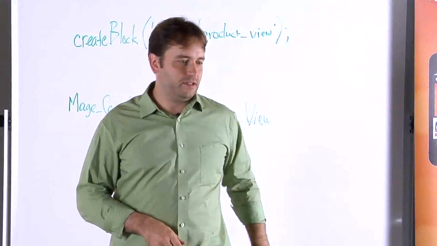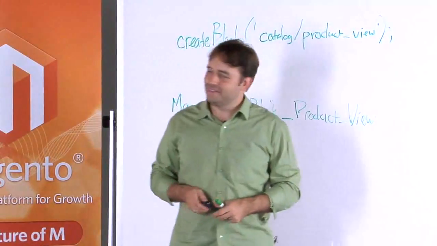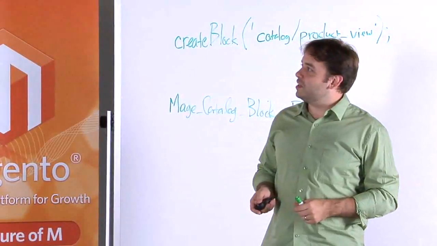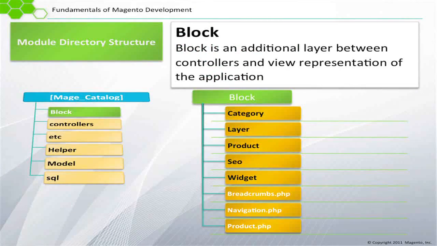All right, so onward. Let's see. All right, so that's the block folder. And by the way, a similar thing happens with factory methods for helpers and models. And we'll look at all these factory methods as we move on.